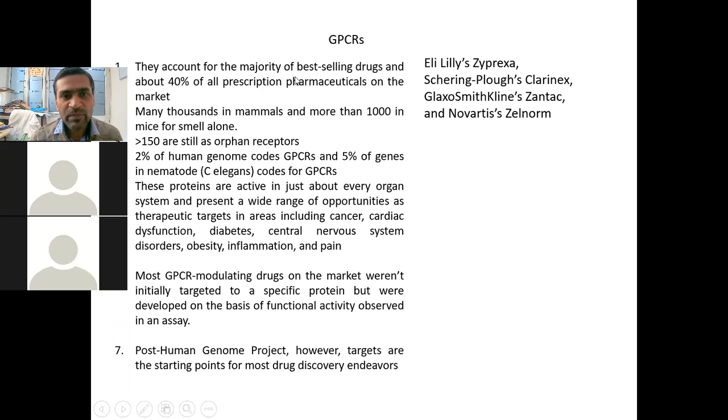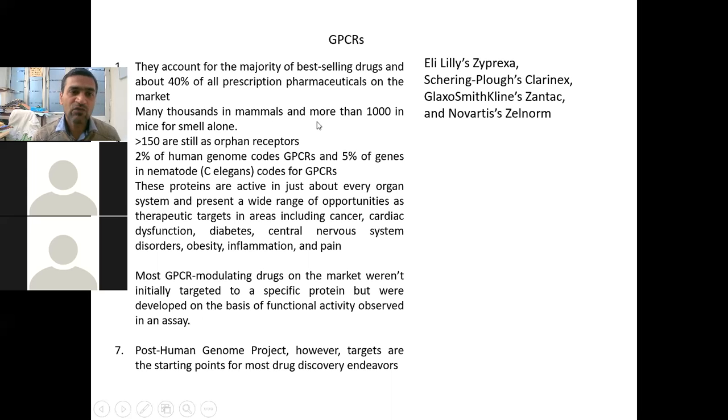GPCRs account for the majority of the best-selling drugs and about 40% of the prescription pharmaceuticals on the market. You see, GPCRs are so common that 40% of the drugs prescribed by doctors and physicians are actually targeting GPCRs. There are many pharmaceutical companies like Eli Lilly, which has a very common drug, Zyprexa, and others like Schering-Plough, GlaxoSmithKline, Genentech, Novartis. So many of these drugs we know also, and these drugs actually act on GPCRs, G protein coupled receptors.